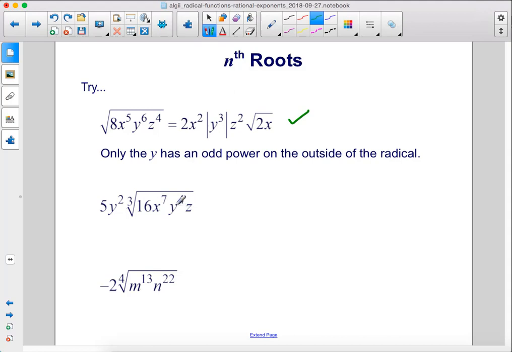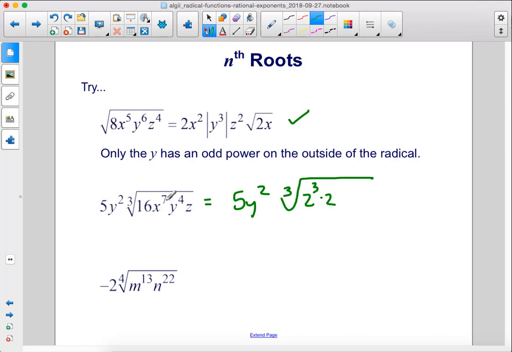All right, moving on. We have 5y squared times the cube root of 16 times x to the 7th, y to the 4th times z. So let's rewrite some things that will make our lives easier. So 16 is 8 times 2. 8 has a cube root of 2, so that will be like 2 to the third power times 2. 2 to the third power is 8, times 2 is 16.